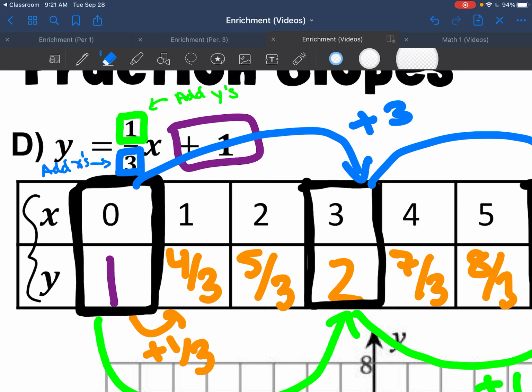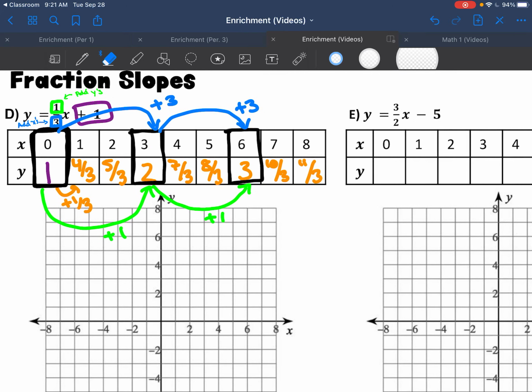I know that's confusing. It's just one of those things you've got to keep in your big, beautiful brains, right? So we're going to keep that in mind for our next problem, but let's go forth and graph this guy. We start at 0, 1, and then we had 3, 2, so that's going to be here. And then we had 6, 3, so that's right here.